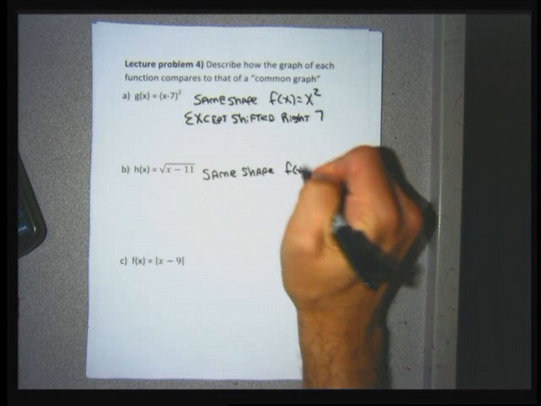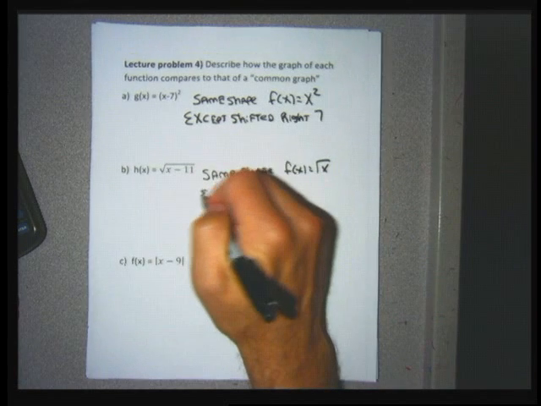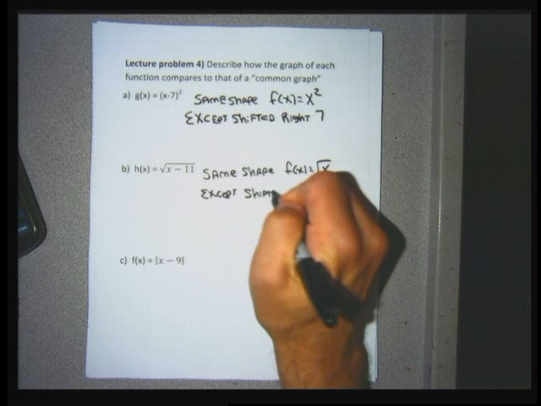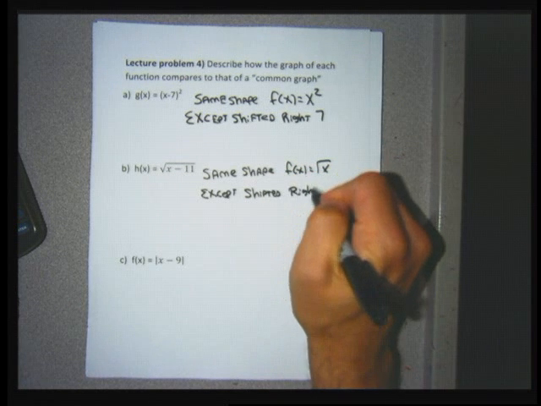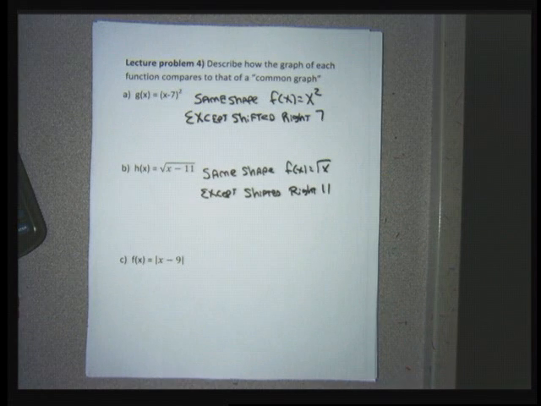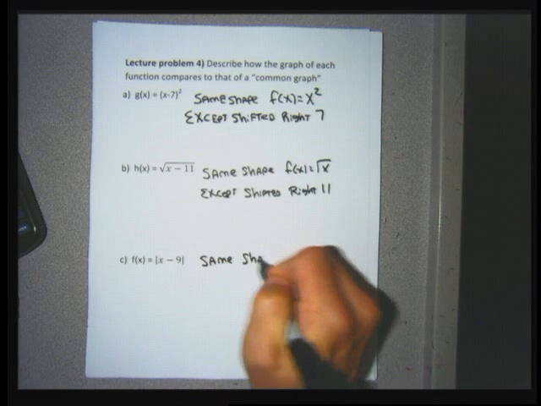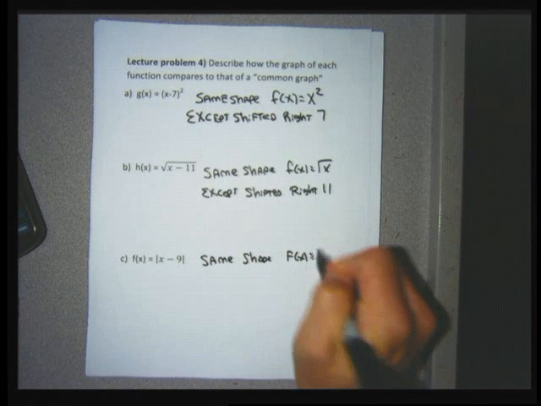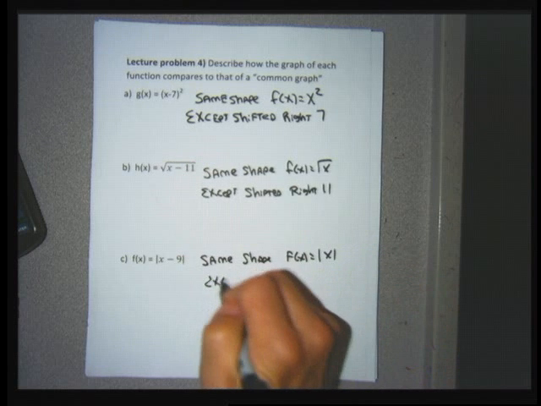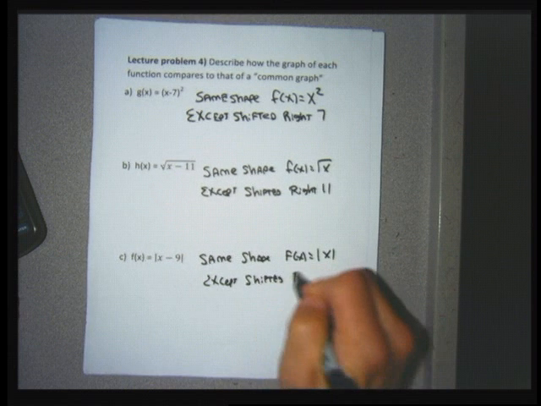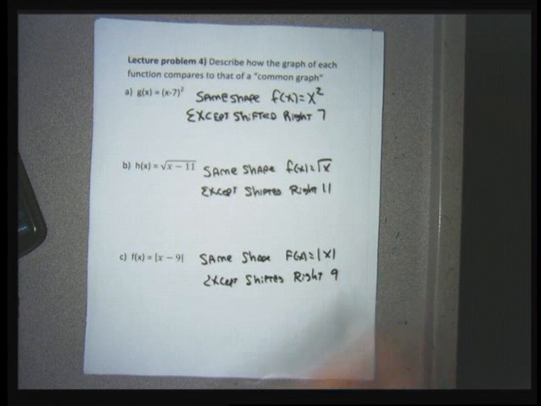For part B, this graph is going to have the same shape as the square root of x, except it's not going to start at the origin. It's going to be shifted to the right 11 units. And part C, this graph is going to have the same shape as f of x equals the square root of x, except it's going to be shifted to the right 9.